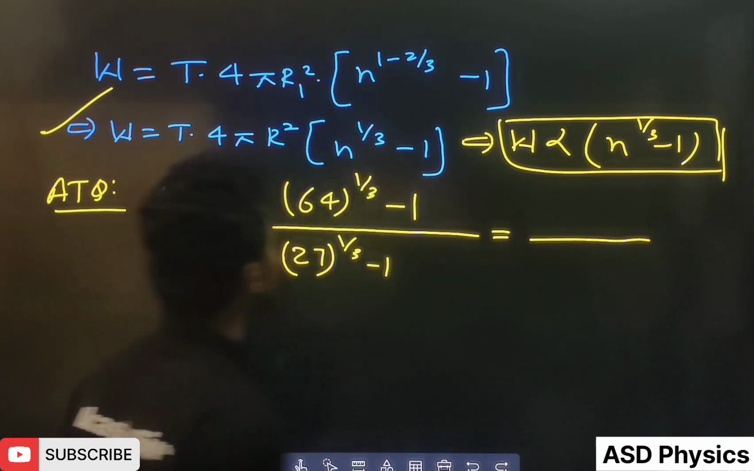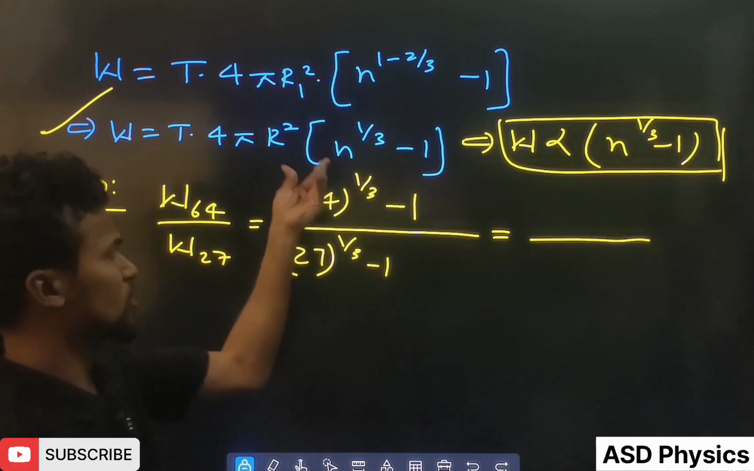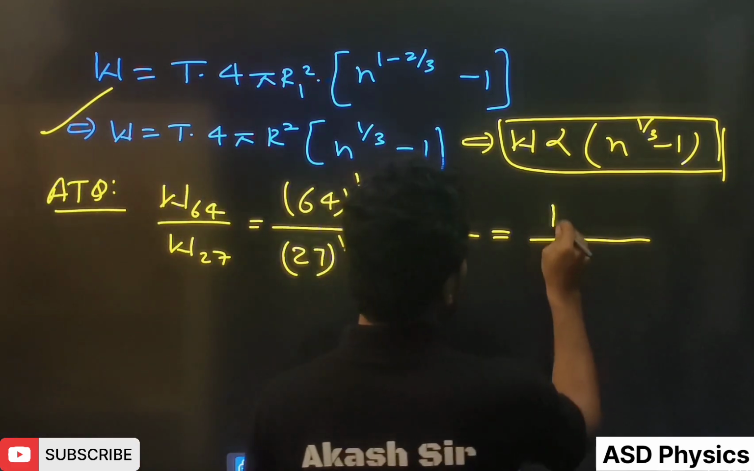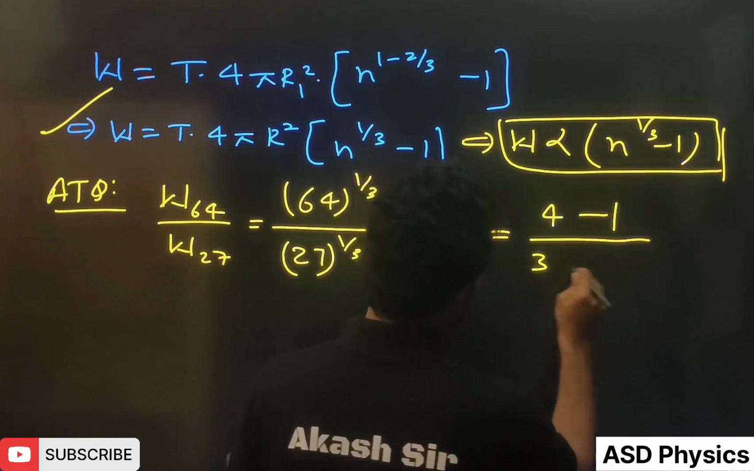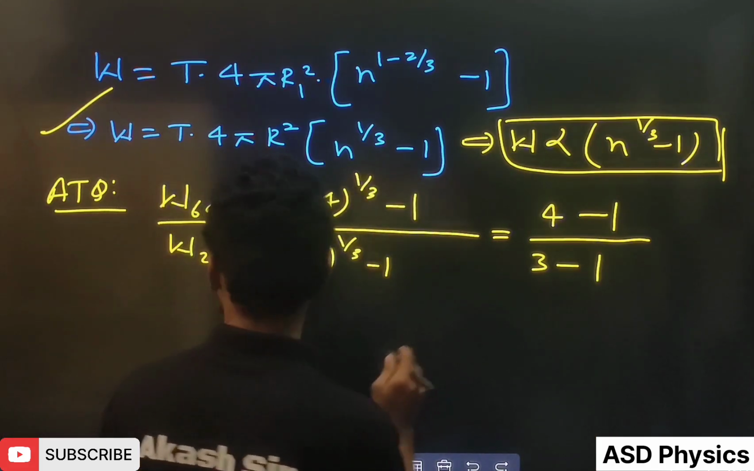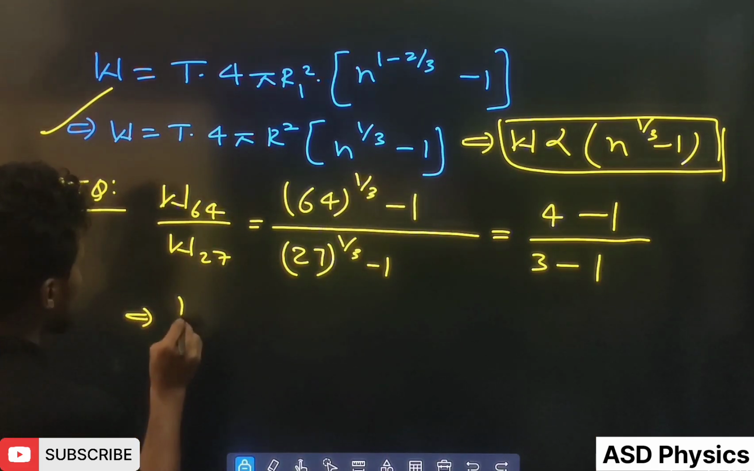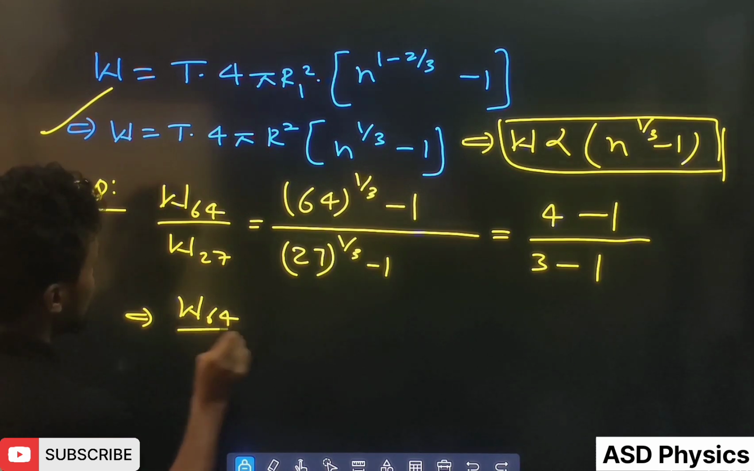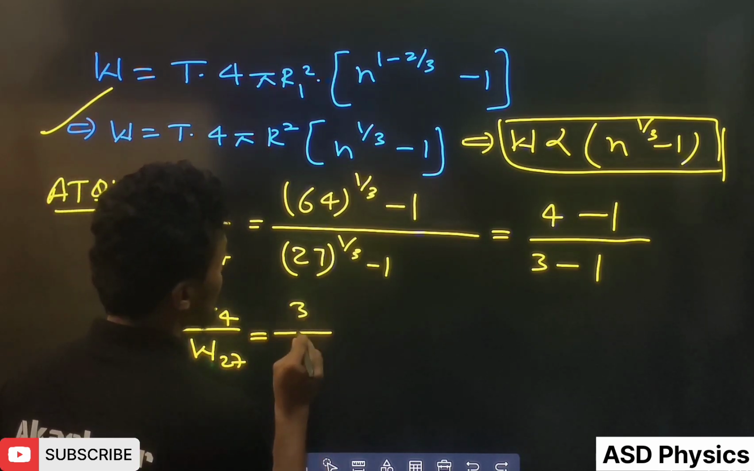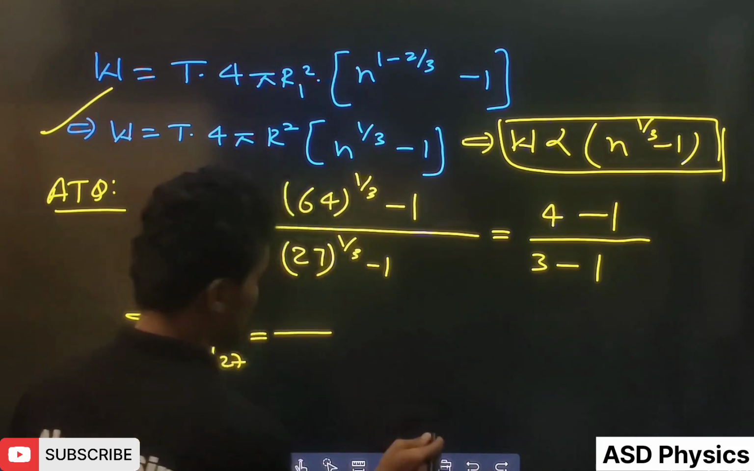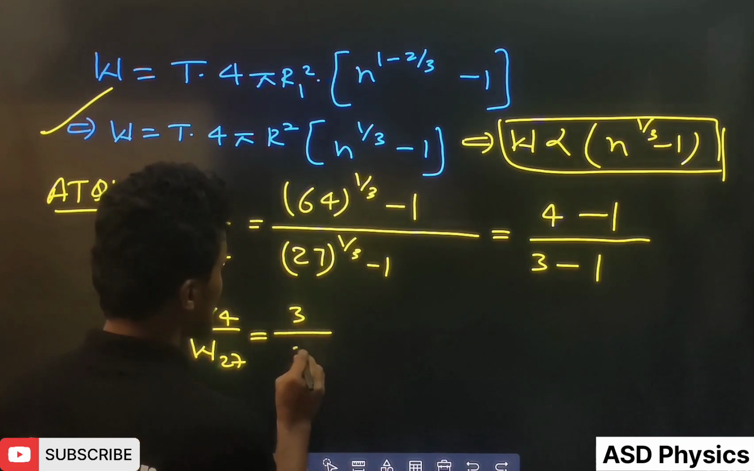Then what will this come here? 64 power 1 by 3 is 4, cube root cancels, so it will come 4 minus 1. Here, 27 is 3 cube and power 1 by 3, so 3 minus 1. So students, hence we can write W64 by W27. For this, how much will it come here? 4 minus 1, that is 3, and 3 minus 1, that is 2.